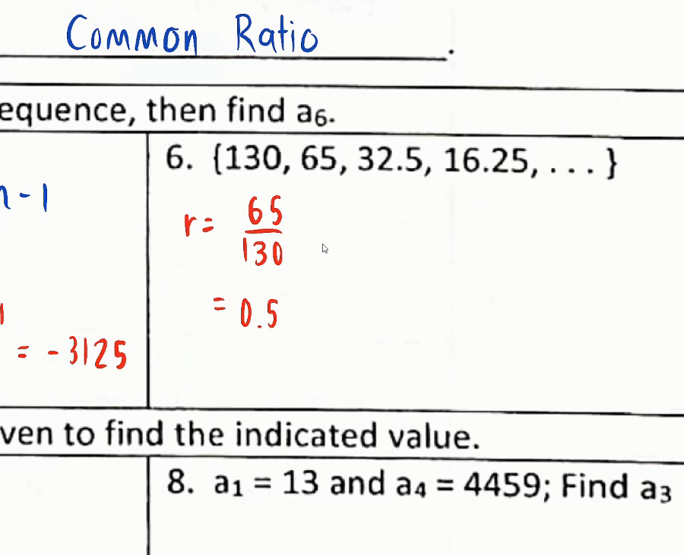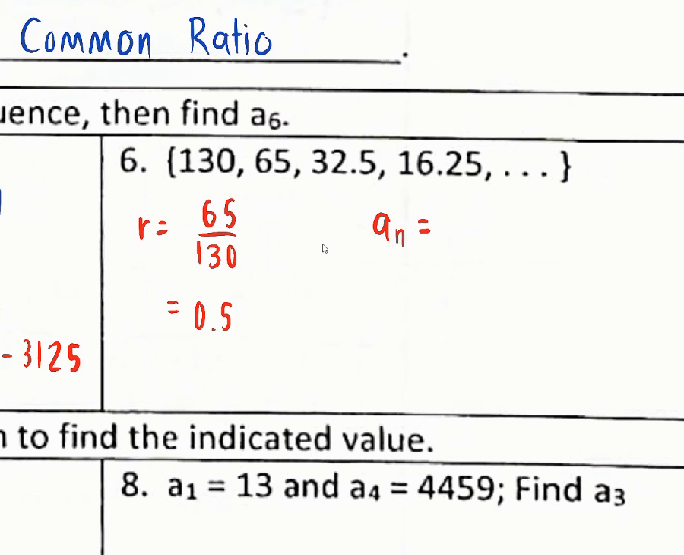Here's my equation. It's this fast. It's this easy. A sub n equals a sub 1. What's that? 130. Open parentheses, either 0.5 or 1/2. I don't care which one you use. Raised to the n minus 1 power. Done. That's the equation. That took no time.